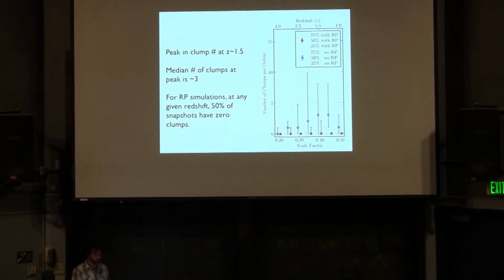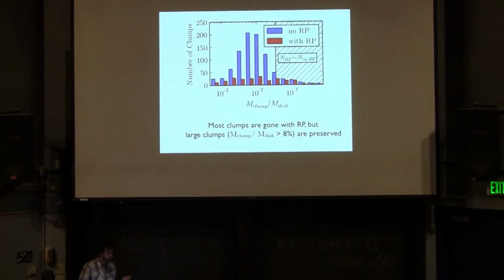Now that changes dramatically as soon as you add radiation pressure. All of those red points are along the 0 line. So the median number of clumps is 0 once you add radiation pressure feedback. So your average snapshot doesn't have a clump in it. Okay, so the story gets more interesting from there.